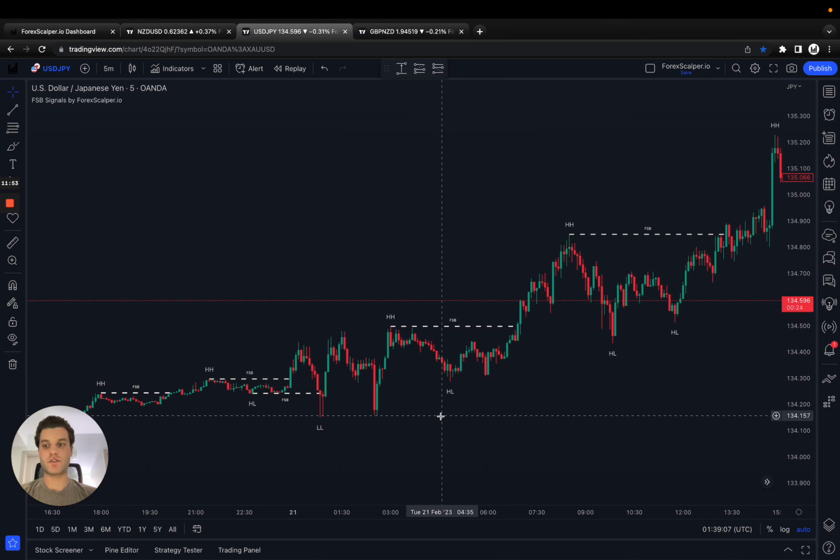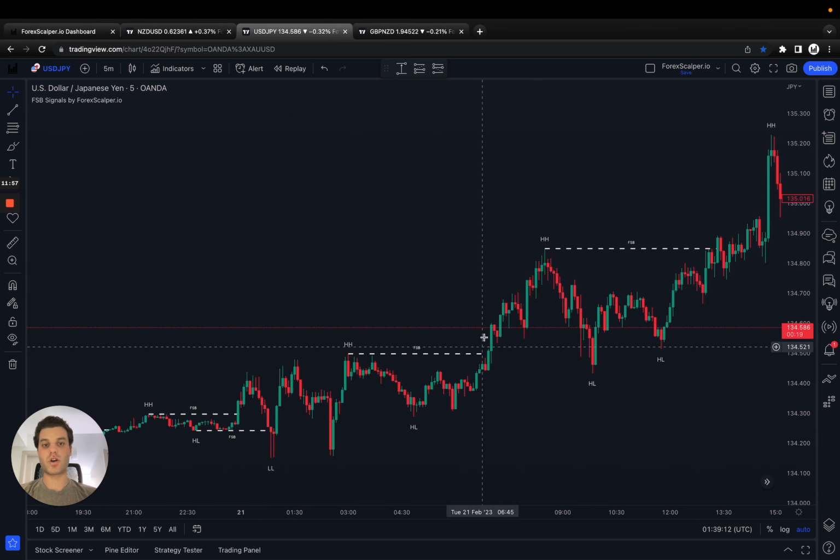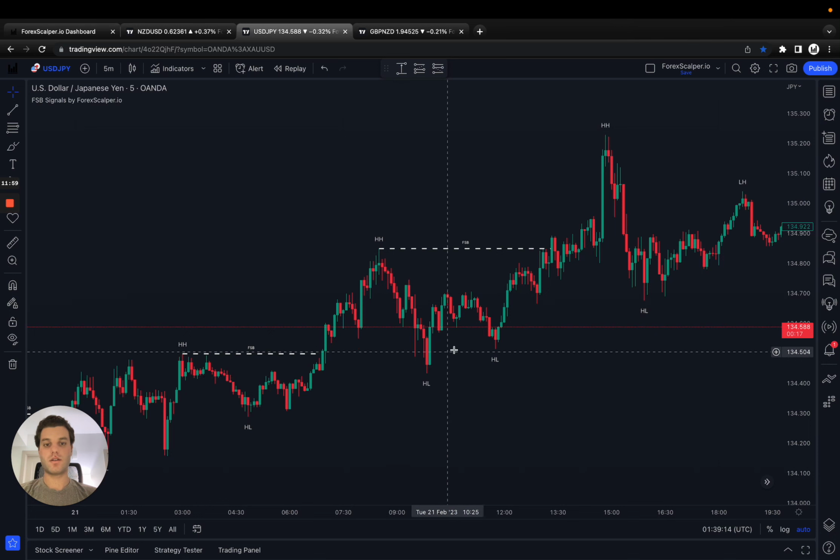Now we're in a nice trending market on a lower time frame. Higher low confirmed, strong break, we take this. Look at this. Higher low, break, great trade.